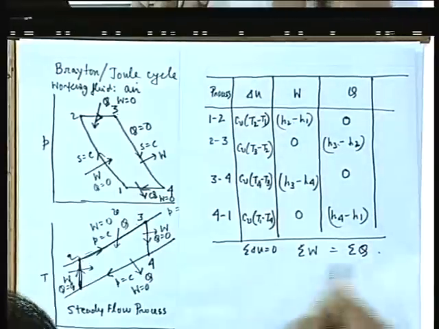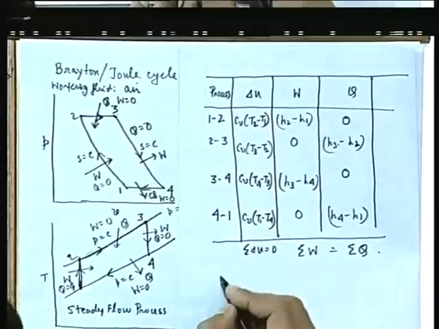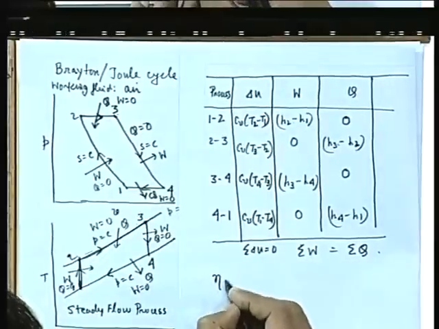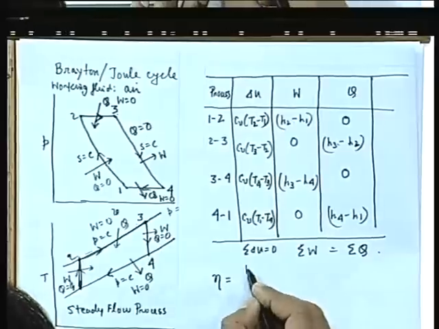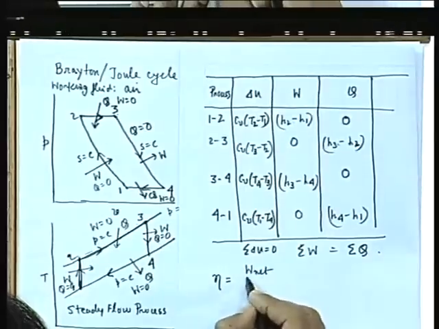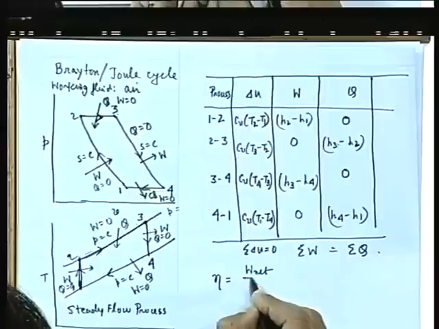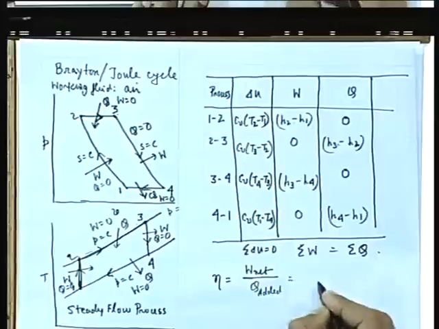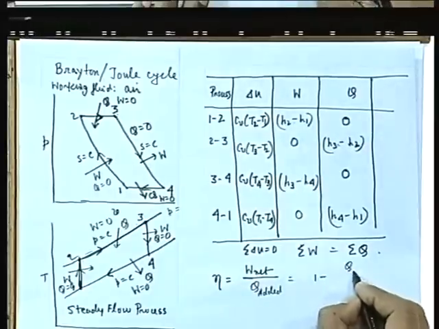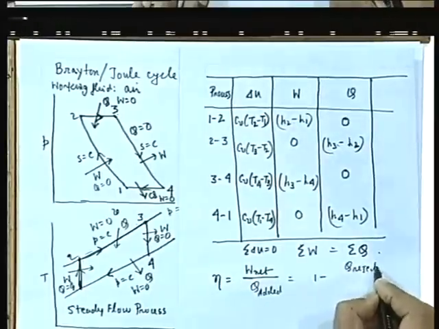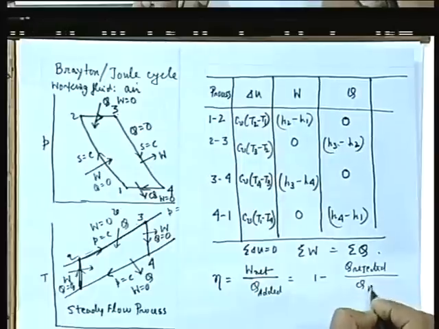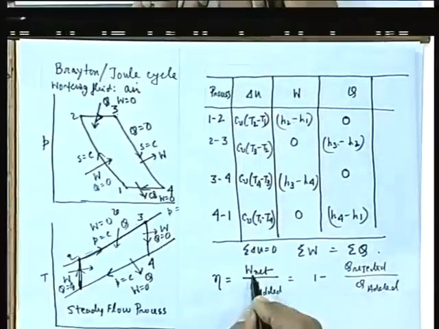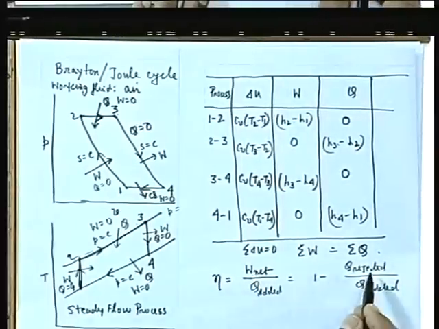Okay. This is valid. Now, we come to the definition of thermal efficiency. How do you define thermal efficiency? That is net work, that means work delivered by the system minus work done on the system, divided by the heat added. And from the first law of thermodynamics, you know this can be written as Q added minus Q rejected, divided by Q added, because W net is Q added minus Q rejected.